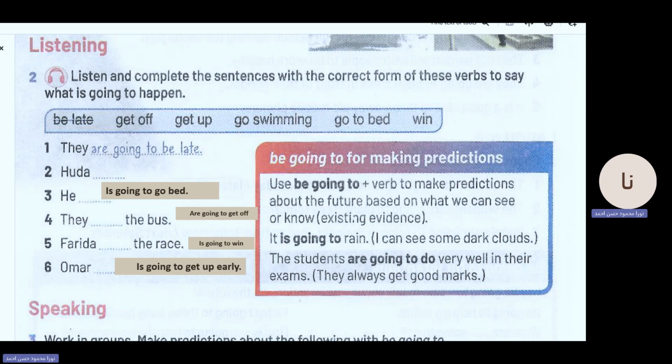Okay, so I guess in number 3, he is going to go to bed because he has school early in the morning. Number 4, you're going to get off the bus. 5, Farida is going to win the race. And finally, Omar is going to get up early.